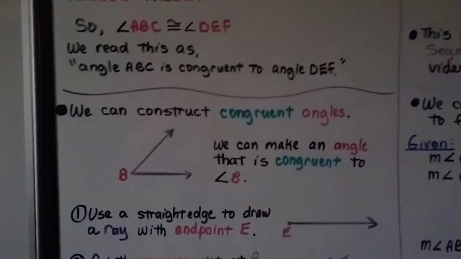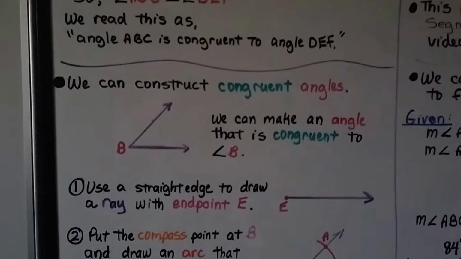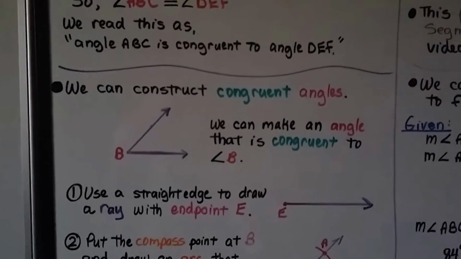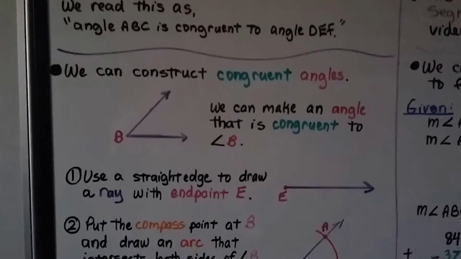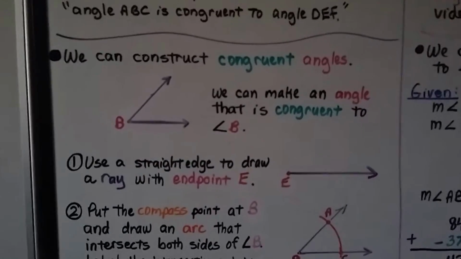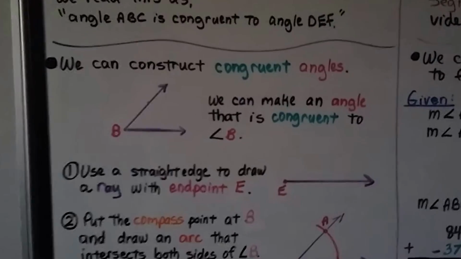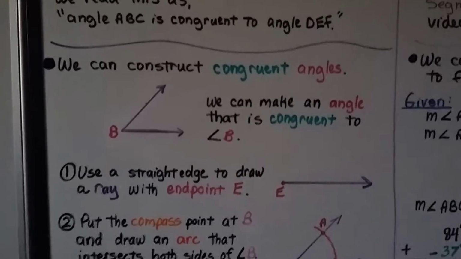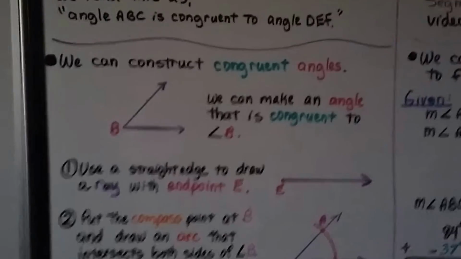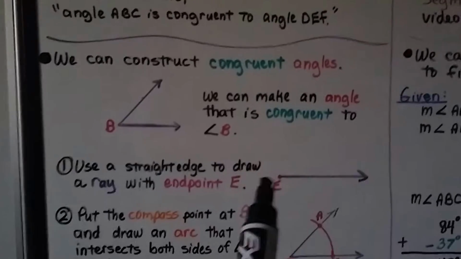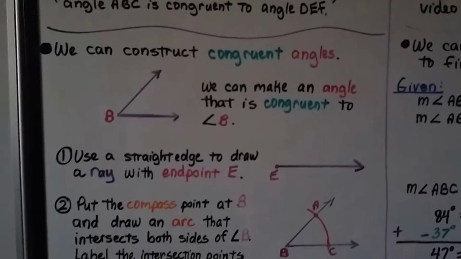We can construct congruent angles. Here we have angle B. We can make an angle that is congruent to angle B. We use a straight edge to draw a ray with endpoint E. Because we're making a congruent angle, it's going to have different labels. So we make our straight edge line like this. We make a ray with the endpoint E.